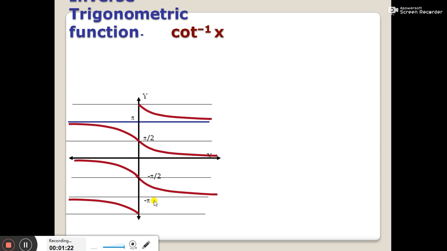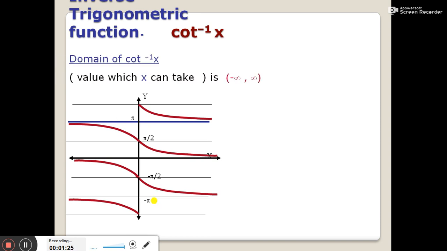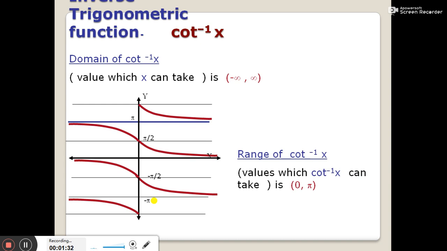Now we have the graph of cotangent inverse x. The domain of cotangent inverse x is minus infinity to infinity, and the range of cotangent inverse x is the open interval 0 to pi.